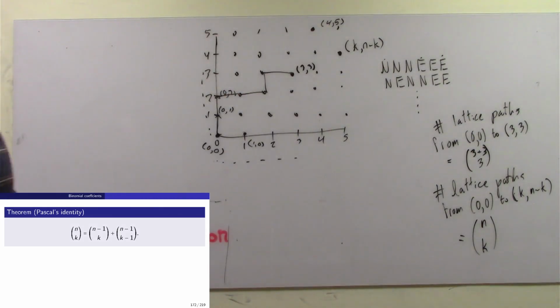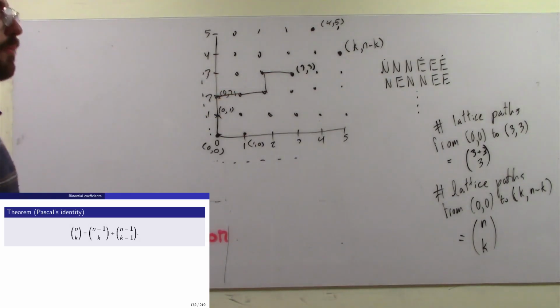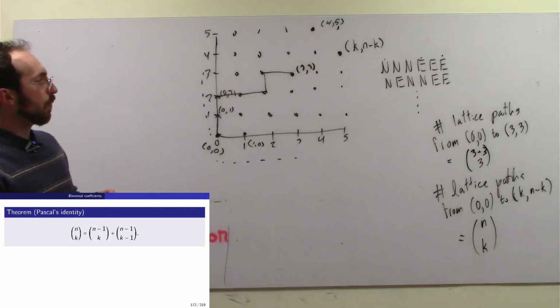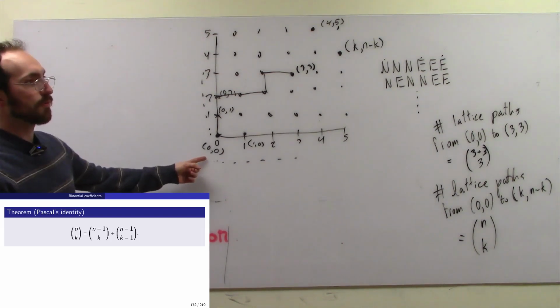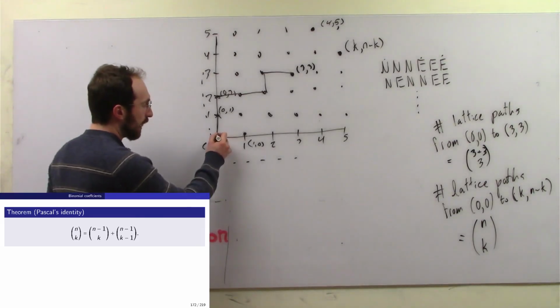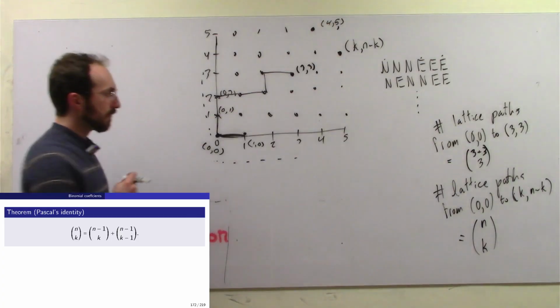Now, why on earth is that also n minus 1 choose k plus n minus 1 choose k minus 1? Well, what if I just determined what my first move was? Say I know that I'm going to go east first.